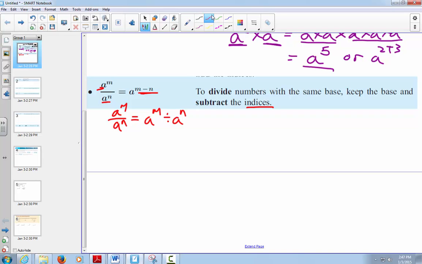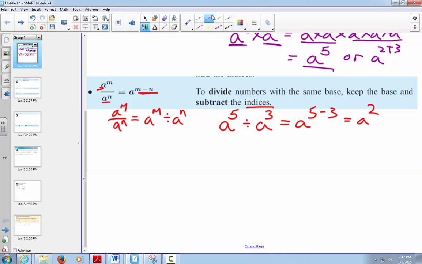Example, I like using this one because we can do this the easy way. We have a to the power of 5 divided by a to the power of 3. We know that's a to the power of 5 minus 3, which is a squared. I can keep writing straight along this because of the equal sign; these are all equivalent statements, so it's all true.